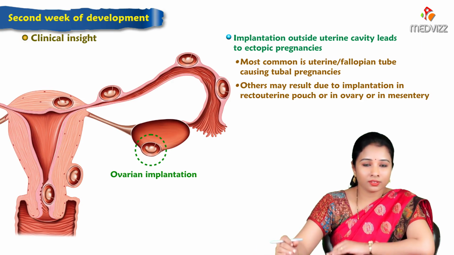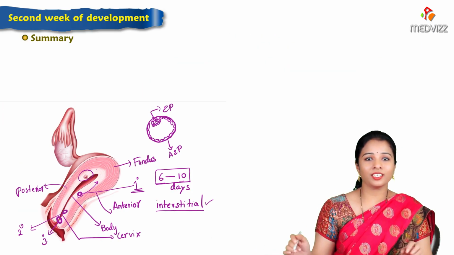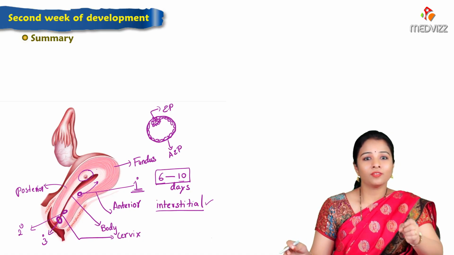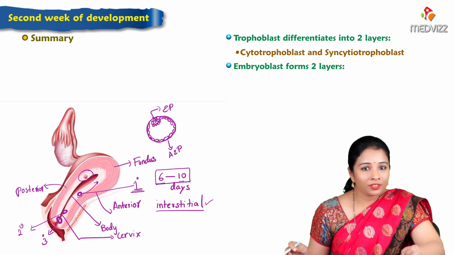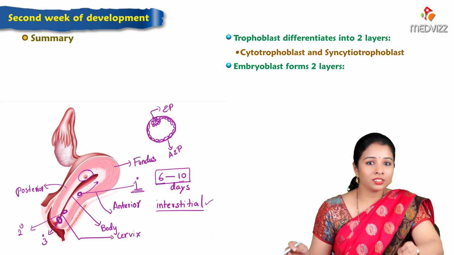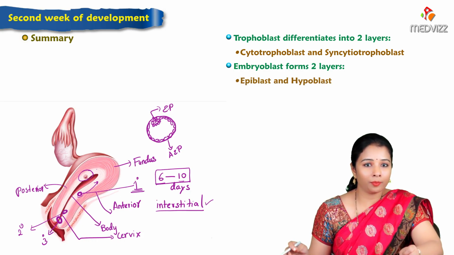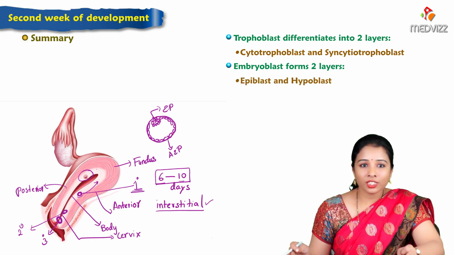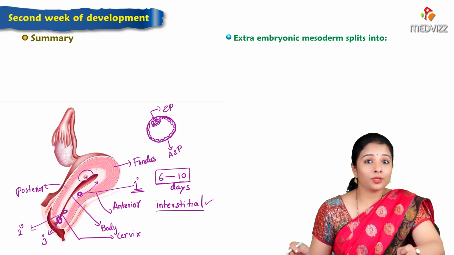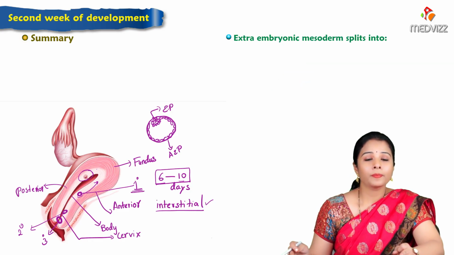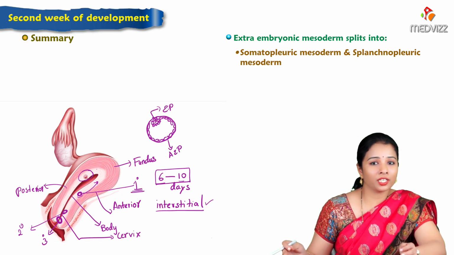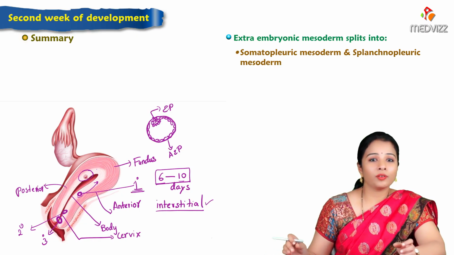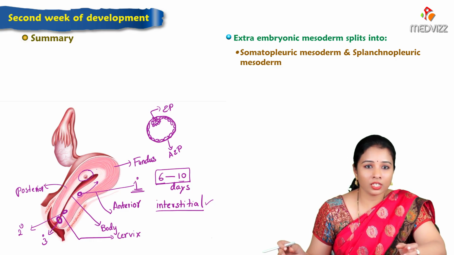And the summary of the second week of development is, one, the trophoblast differentiates into cytotrophoblast and syncytiotrophoblast. The embryoblast differentiates into the bilaminar germ disc, that is 2 layers, epiblast and hypoblast. And one more change which we observed is that extraembryonic mesoderm is formed, which splits into somatopleuric and splanchnopleuric extraembryonic mesoderm by formation of the extraembryonic coelom.